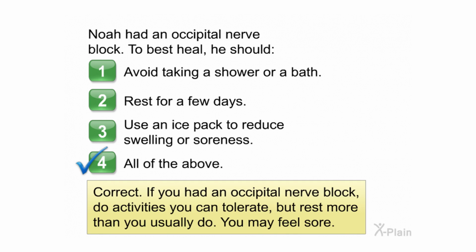Correct. If you had an occipital nerve block, do activities you can tolerate, but rest more than you usually do. You may feel sore.